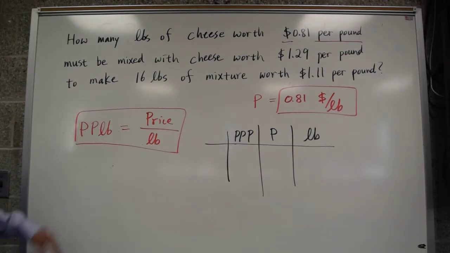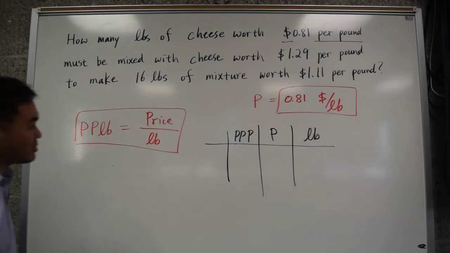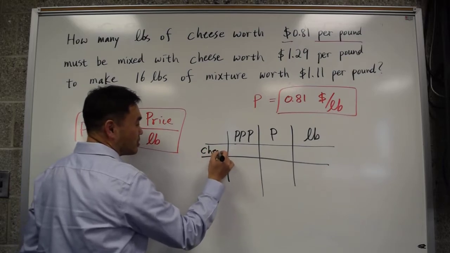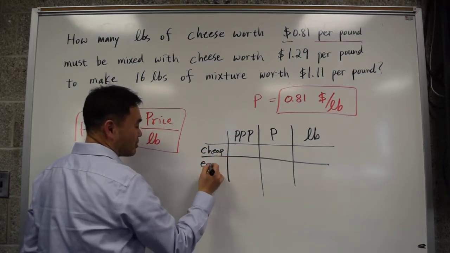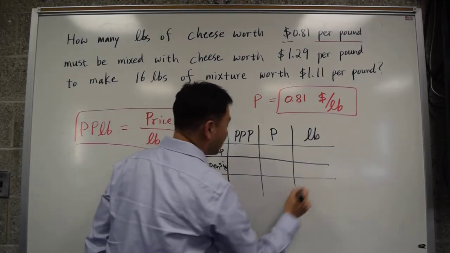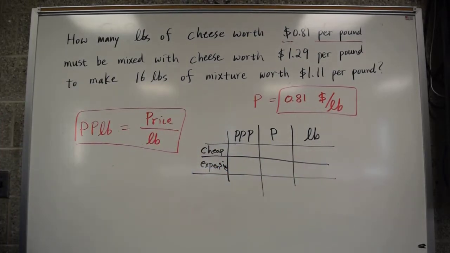Now, what is this about? It's about two kinds of cheese. There's a cheap one and there's a more expensive one. So let's write down cheap, expensive. And then you keep filling in the empty spaces, and at some point you end up with an equation and you're done. Same idea, right?